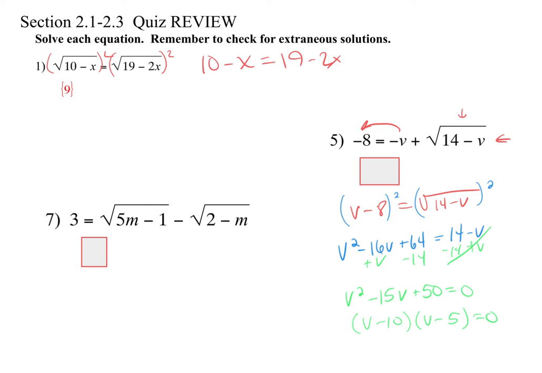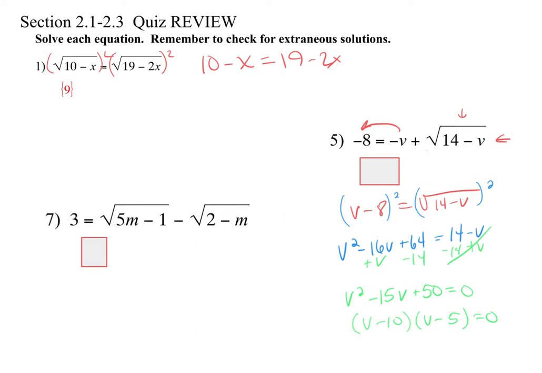This is a possibility for an extraneous, and I actually think one of these is extraneous. I think your 5 is extraneous. So you do have to plug these back in and make sure they both work. If I plug in a 10, I'm going to get negative 8 equals negative 10 plus the square root of 4, so square root of 2 there. And so negative 10 plus 2 is negative 8, right?